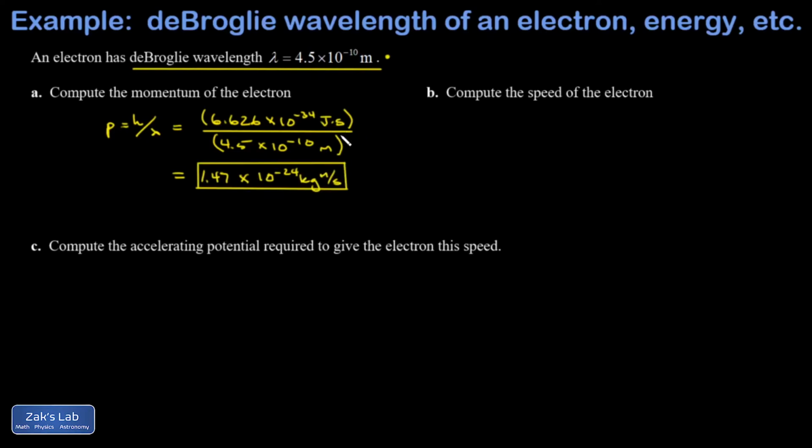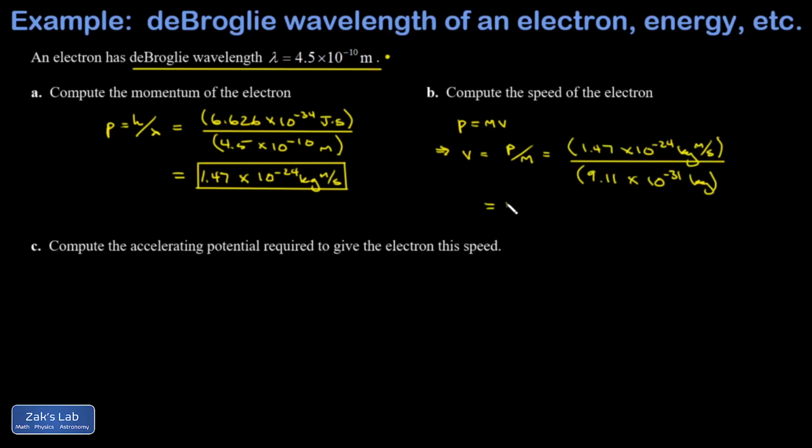Now in part B, I want the speed of the electron, and provided this speed is not an appreciable percentage of the speed of light, we don't have to worry about relativity. So I can just say momentum is mass times velocity. So v is going to be p over m, and I have to look up the mass of the electron. And when I crunch the numbers on this, I get 1.61 times 10 to the 6th meters per second.